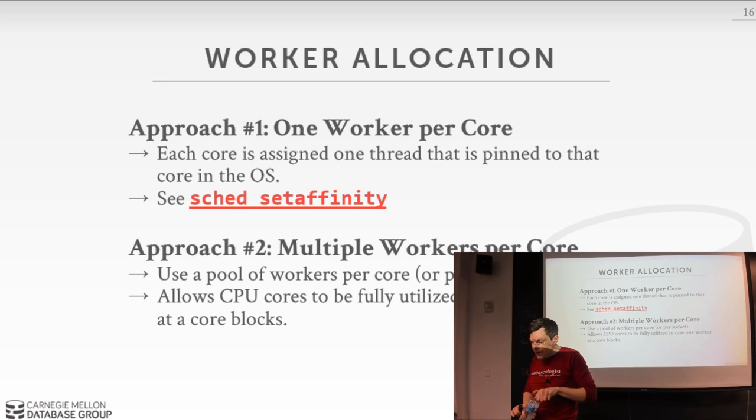Okay. So again, the problem we're trying to solve here is we have a bunch of cores and a bunch of workers. How do we assign the workers to cores? The first one is you have a single worker per core. And again, it doesn't matter whether it's a process or a thread. And then this one is you have multiple workers per core. Essentially you have a pool of workers, which again could be processes or threads, running on a single core or a single socket. And then the system can decide if one gets blocked, then somebody else can run and make forward progress.